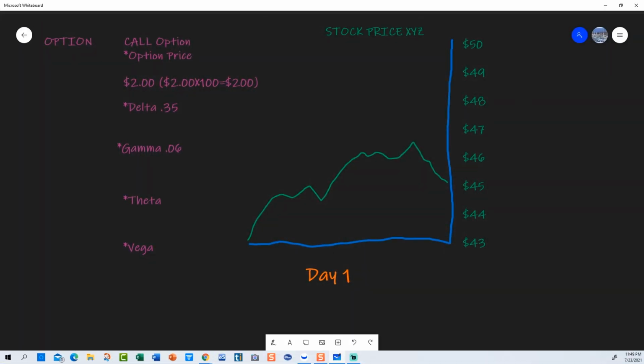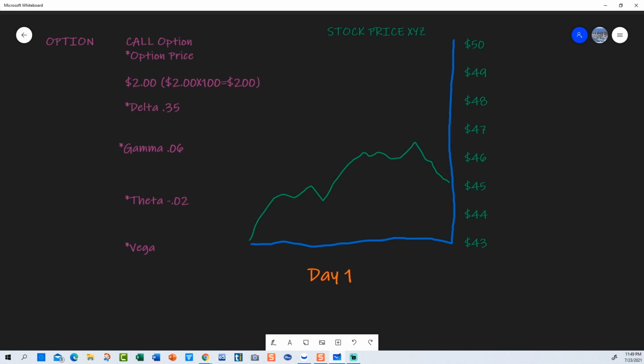My current delta is 0.35. So at $45 for the stock, if it increases to 46, my option price will increase by 0.35. My gamma of 0.06 will increase the delta by 0.06 every day thereafter. The theta time decay will decrease the option price by 0.02. We'll give it a Vega of 0.07 for a 1% increase of implied volatility. That's how much the option price will increase.